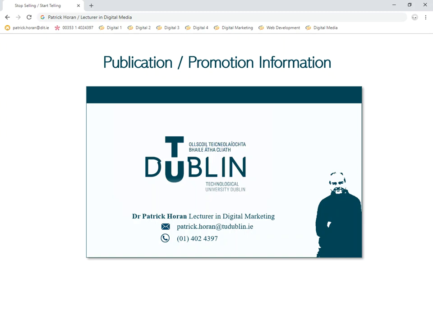Okay, so what I'm going to do in this section, it's all about laying out where you would put it if you were going to publish it, which you are, and where you would promote it and how you would promote it if you were going to do so, which you're not. Okay, so with regards to that, we'll move off into the section.